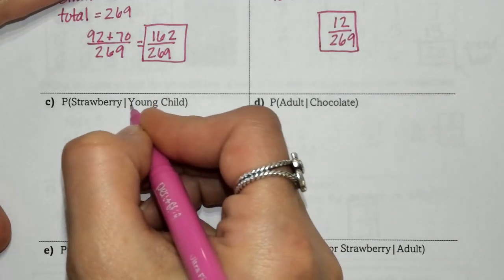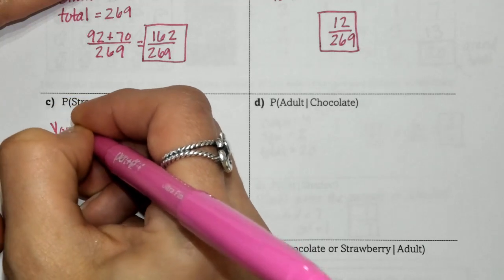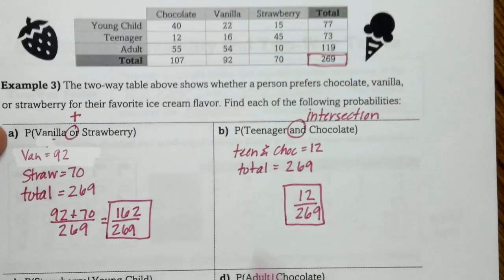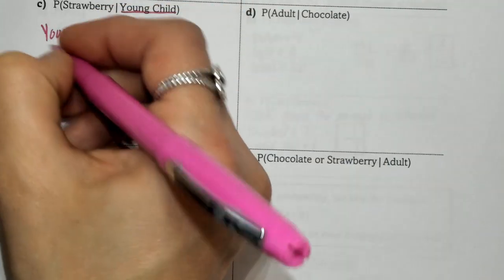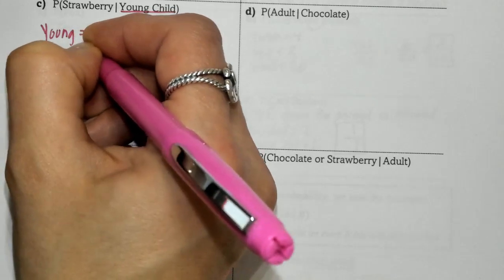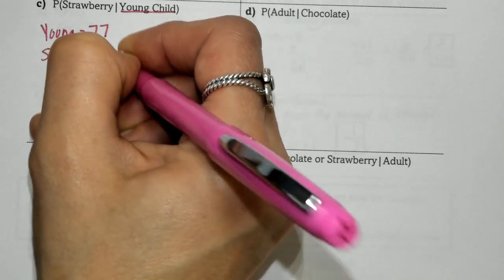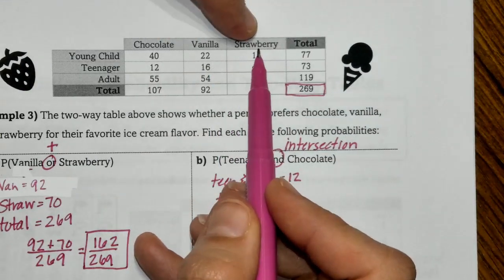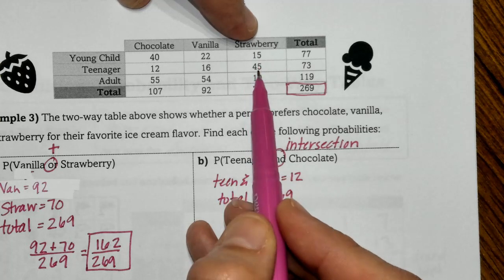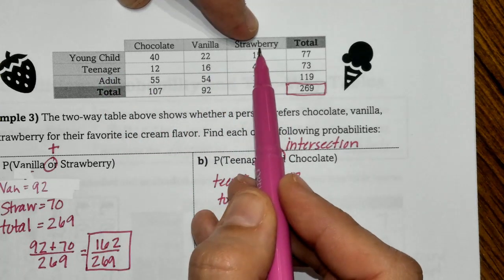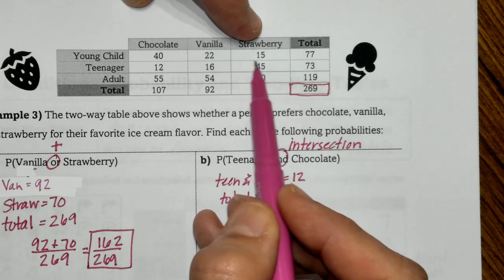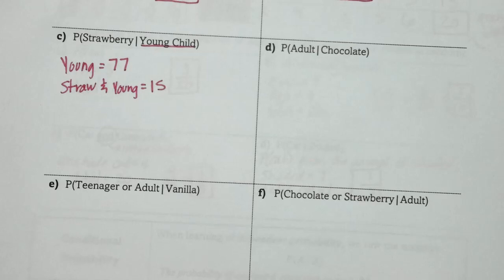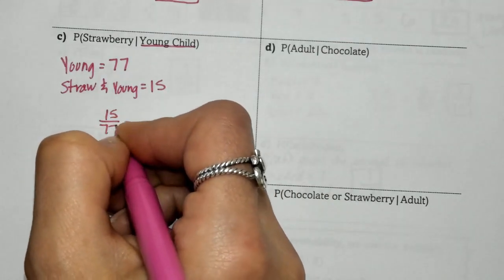We want strawberry given we have a young child. So when you look at our total of young child, the total is 77, so that's the total we're using, just young child. And we want to know strawberry and young child. So this other one is going to be an intersection. We want strawberry only if it's the young child. We don't care about strawberry and teenager or any of that. We only want strawberry given it's out of the young child population here, 15. So we wind up with 15 over 77 simplified.